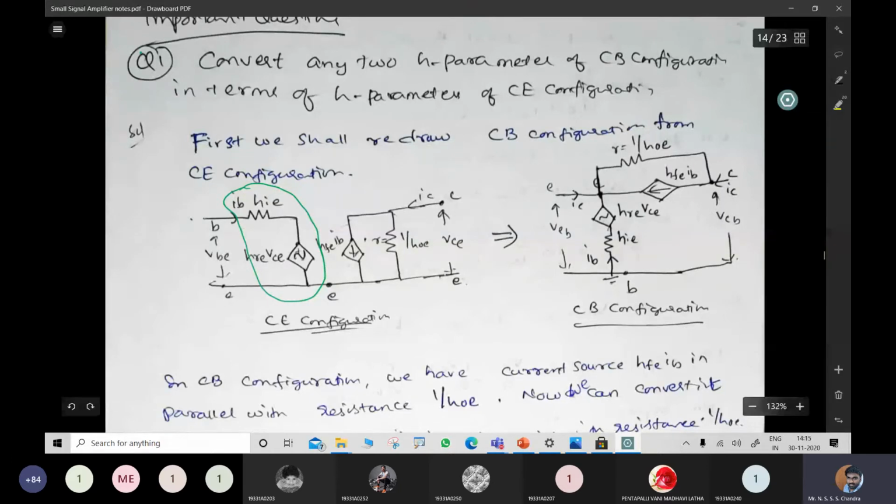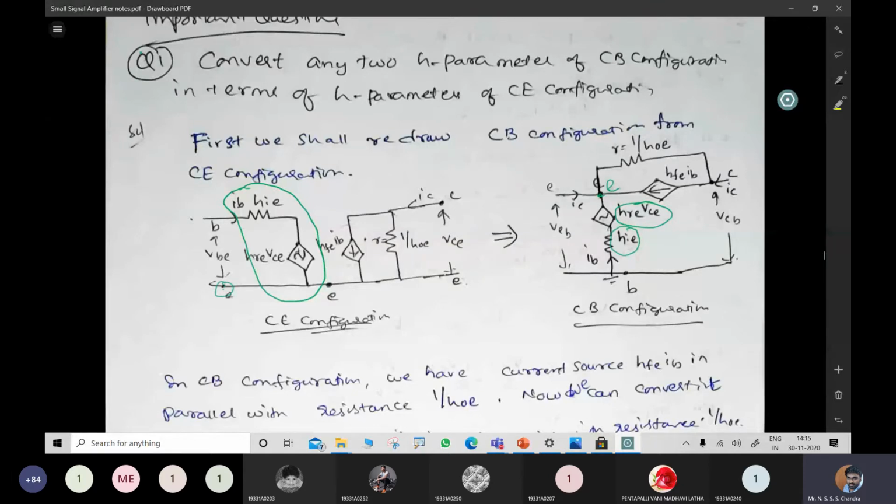Starting from the emitter terminal, if you are moving towards the base, first I come across the dependent voltage source. So from the emitter terminal, when I am moving to the base, I write the HRE into VCE. And then I come across this HIE. These two are in series, so that's why I am writing HIE also in series. This is your emitter terminal, this is your base terminal, and in between you are writing these two elements.